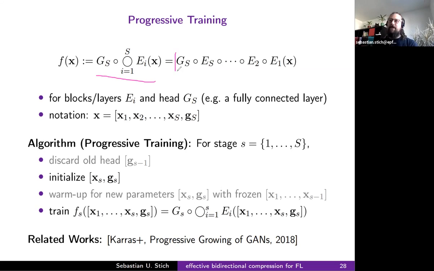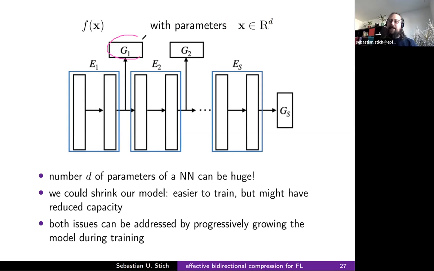And there is often a head at the end, like a fully connected layer, where we learn some classifier on the learned features. So if I denote my parameters as x1 the parameters for the first layer, x2 the parameters for the second layer, I could now just start by training the parameters of the first layer with a fully connected layer on top of it. This head layer we need to add to train the first part of the network.